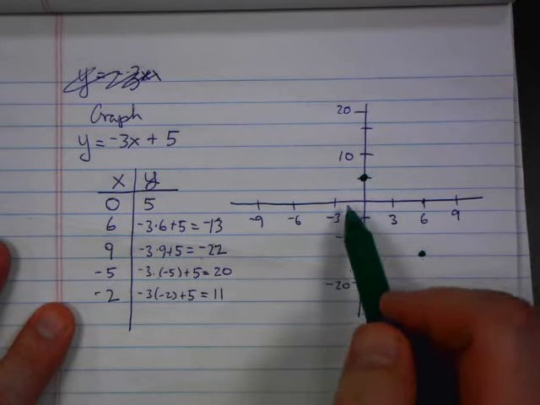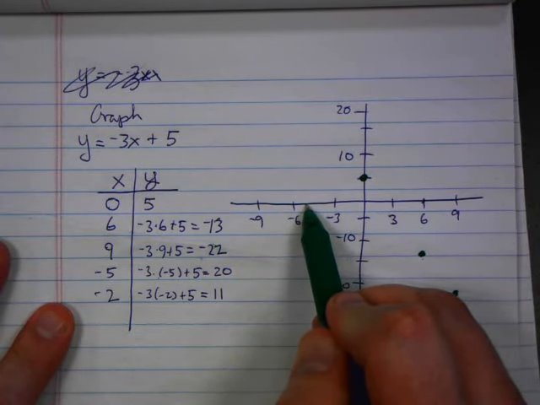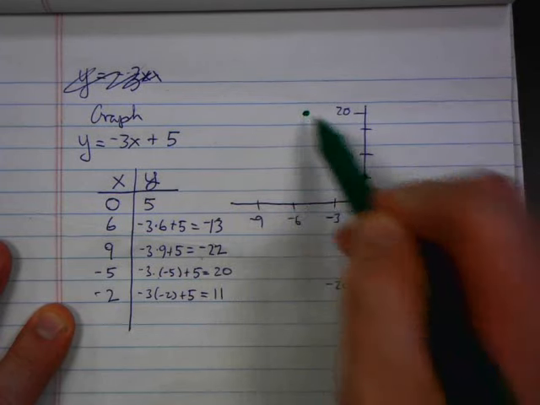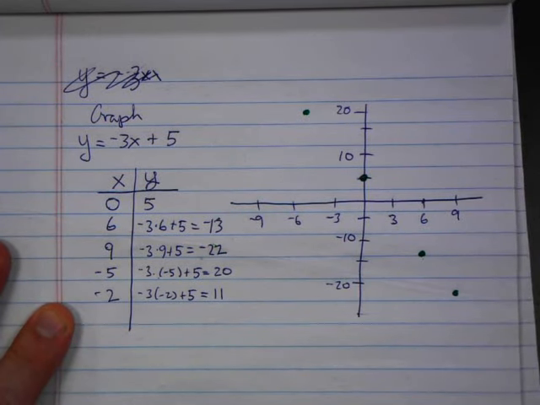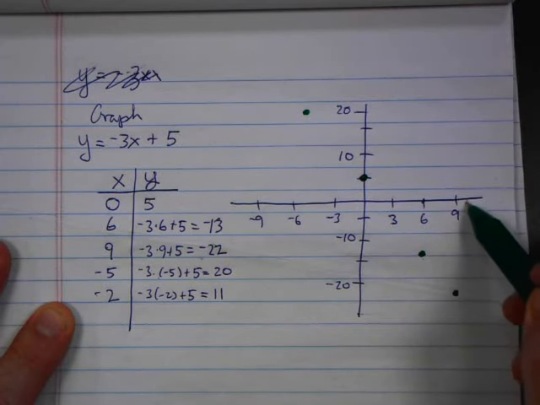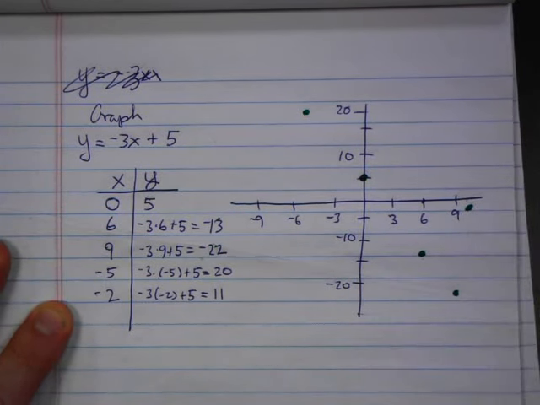-5, 20. All right, got to kind of guess here too. -5 is right about there. Up to 20. Still look like a line? Yep. All right, and then just for fun, I'm going to do this one wrong, because this is what's going to happen every now and then. Somebody is going to go 11, -2, and put a dot right there.